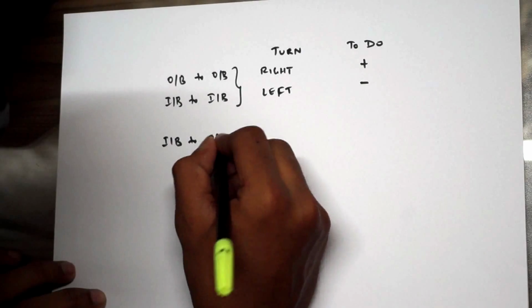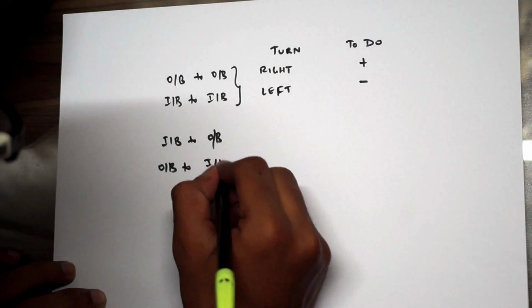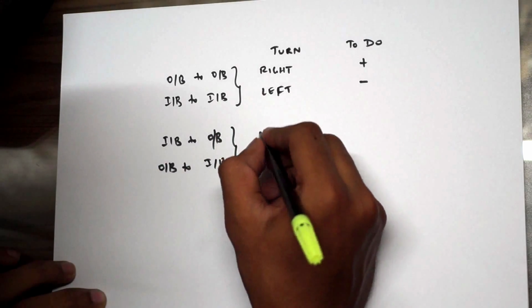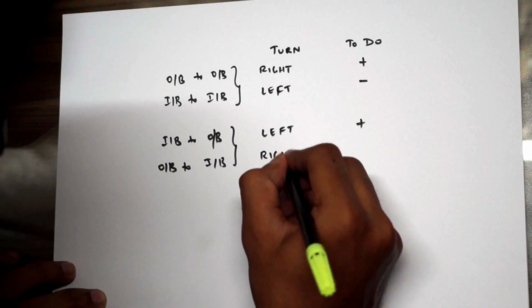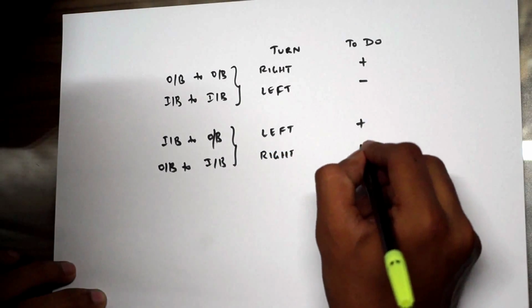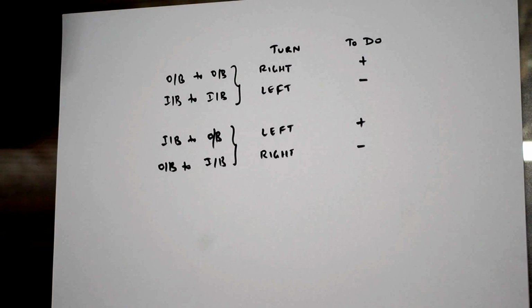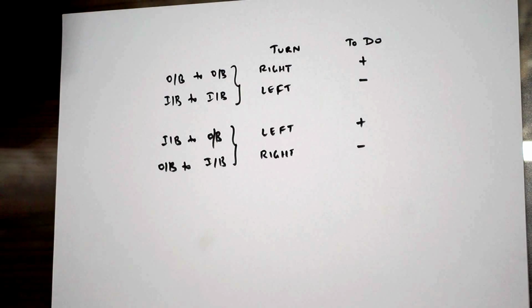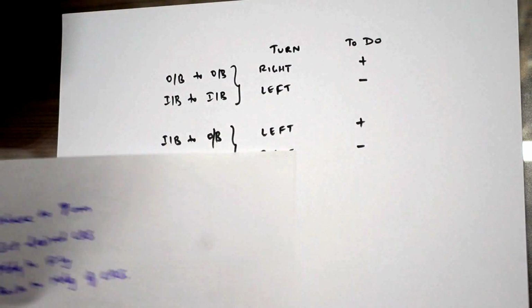Inbound to outbound, outbound to inbound: if the turn is towards the left, we shall add. Turn is towards the right, we shall subtract. That's why the first step I always insisted on you guys to know is where exactly to turn. If you know where exactly to turn, it's easy.